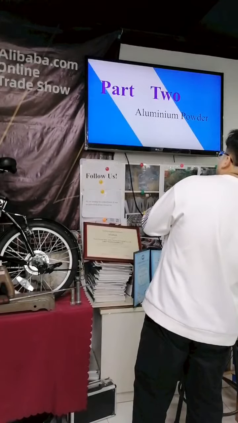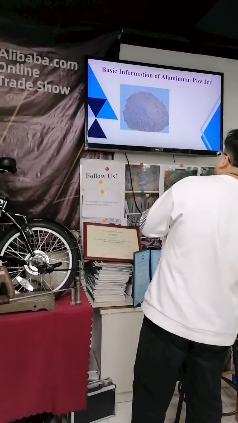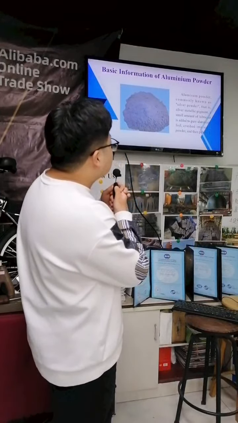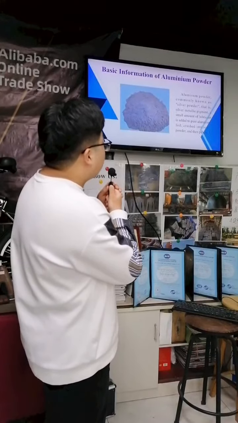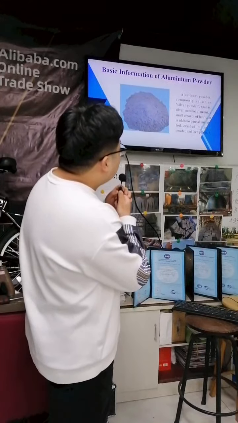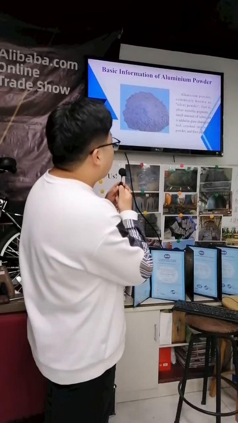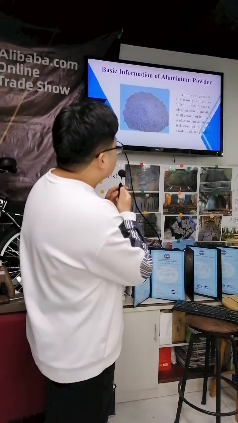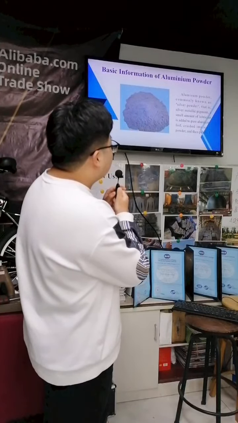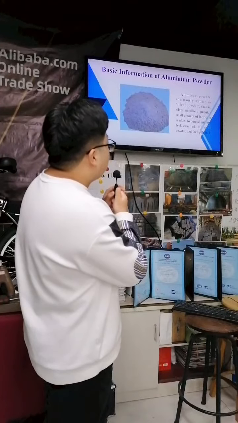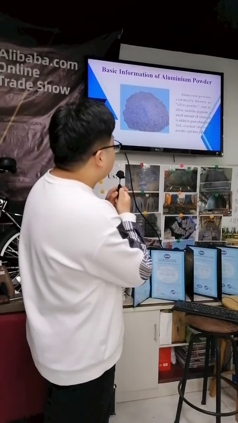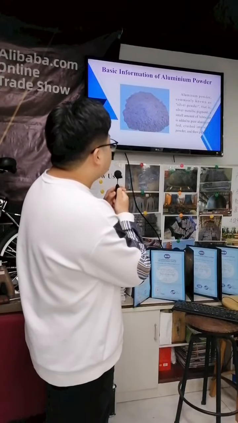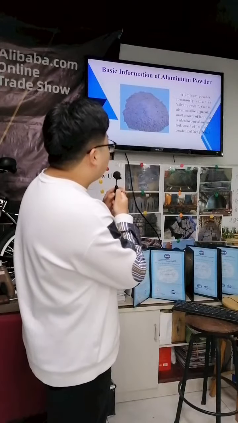The second part is aluminum powder. There is a picture of aluminum powder. You can see the color of aluminum powder is silver white, and there is basic information about aluminum powder. Aluminum powder, commonly known as silver powder, is a silver metallic pigment. A small amount of lubricant is added to pure aluminum foil, crushed into scaly powder, and then polished.